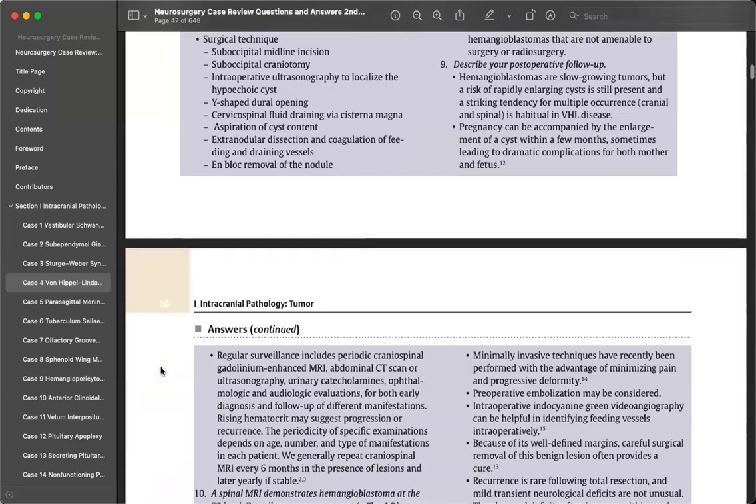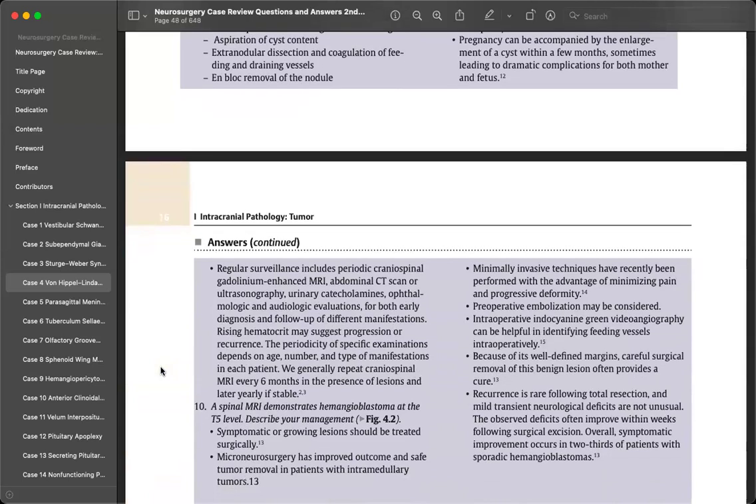So regular surveillance is important, which includes periodic enhanced MRI scans, abdominal CT, ultrasound scan, urinary catecholamines, ophthalmologic and audiologic evaluations for both early diagnosis and follow-up of different manifestations. Rising hematocrit level may suggest progression or recurrence. Periodicity of specific examination depends on age, the number and types of manifestations in each patient. However, generally, MRI is repeated every 6 months in presence of lesions and yearly later if stable.